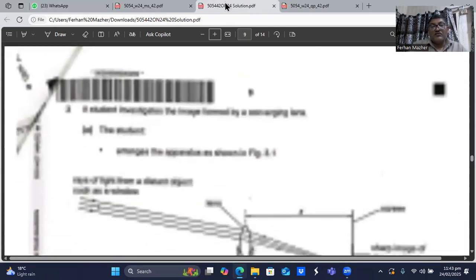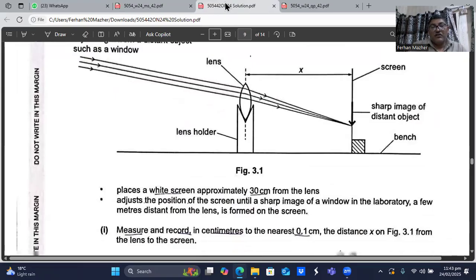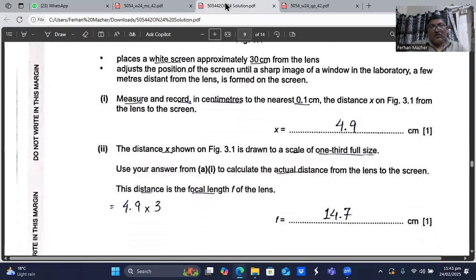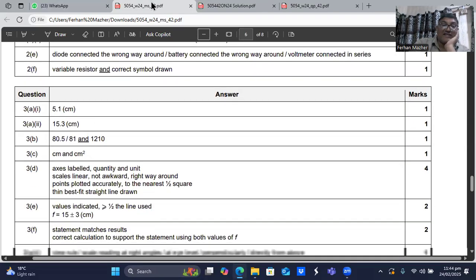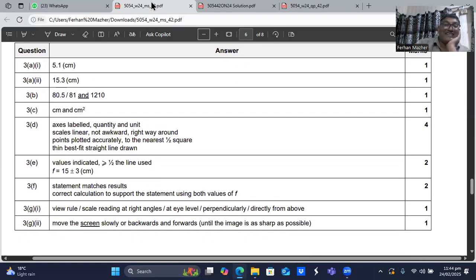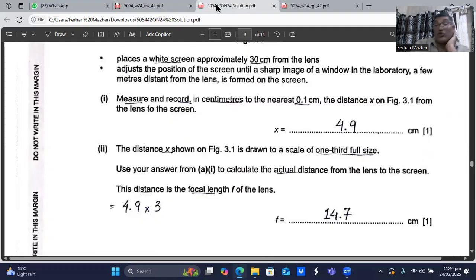So let me show you. We have measured that distance, and that is 4.9. It will be a little less than the real answer. Our answer will always be a little less than the real answer because when you photocopy, the diagrams shrink a little bit. So our answer is 4.9 centimeter. The marking scheme says it will be 5.1 centimeter. So our answer is right. There's no problem.